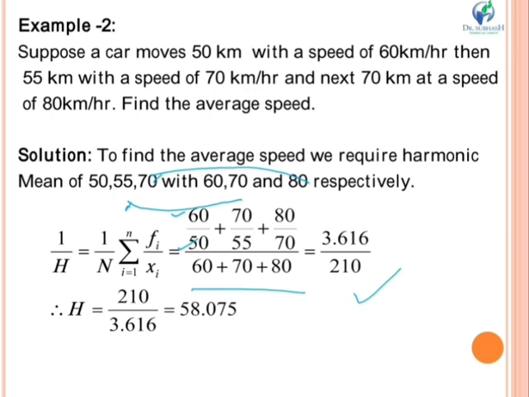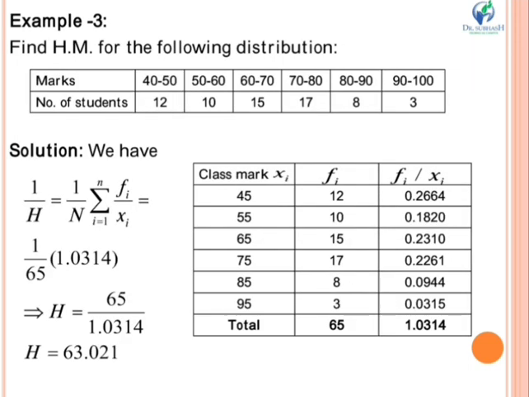But this is the value of 1 upon H. So H will be equal to 210 upon 3.616, that is 58.075, which is the required average speed of the given values. Now one last topic based on the harmonic mean.